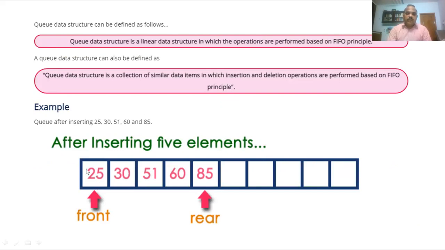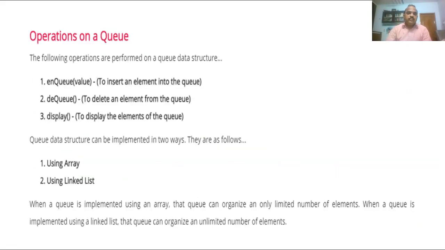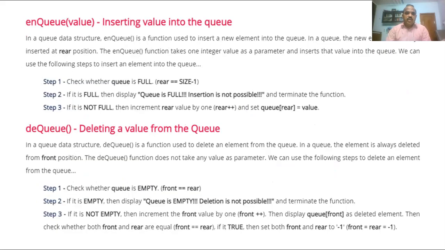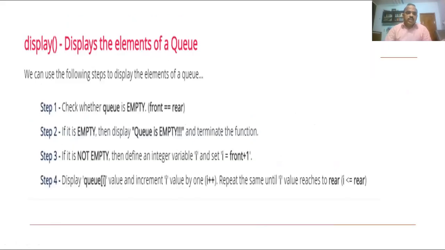When the first element is inserted, front moves from -1 to 0. Then rear is incremented by 1 with each insertion. Then where is the rear? In the fourth position. These are the operations on a queue. This is an algorithm for inserting a value into the queue, this is an algorithm for deleting a value from the queue, and this is an algorithm for displaying all elements of the queue.